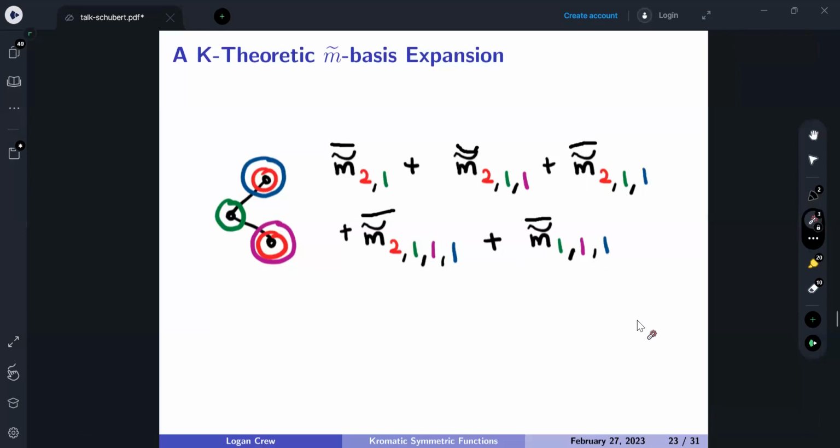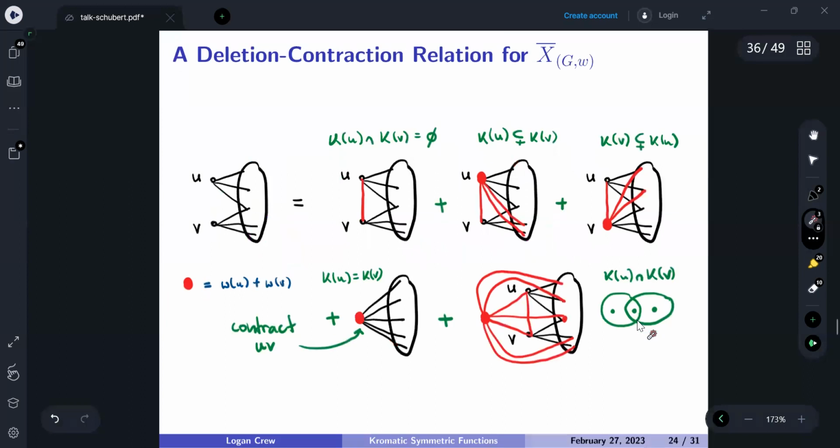So the first nice thing is that the M basis just generalizes in a reasonable sense to some K-theoretic M basis expansion, and a finite one. It also has something of a deletion-contraction relation. It's a bit more complicated than for normal graphs because kappa of vertices can have non-trivial intersection. But essentially, this is the graph without the edge UV.